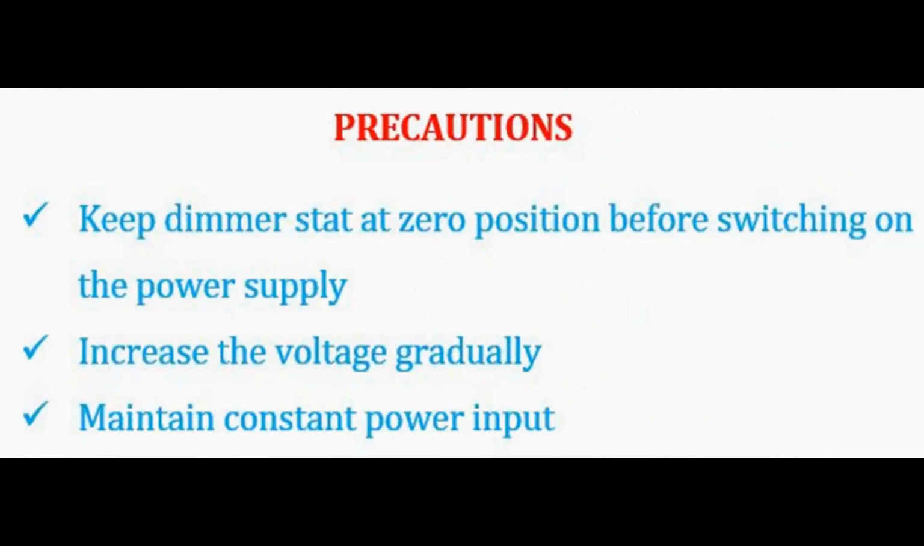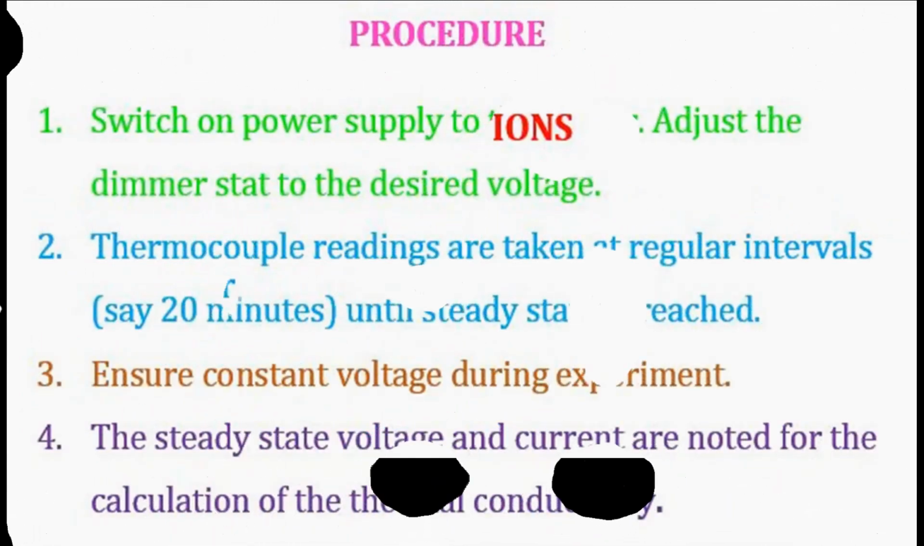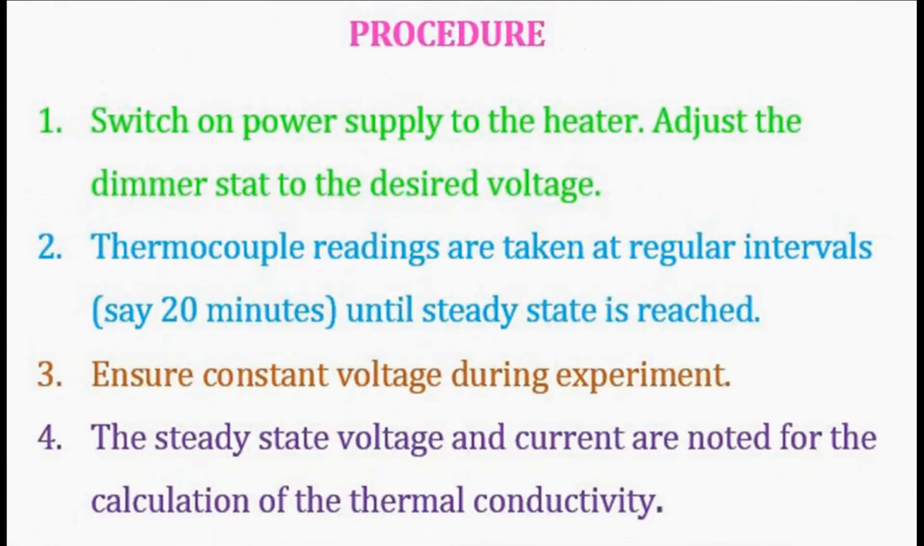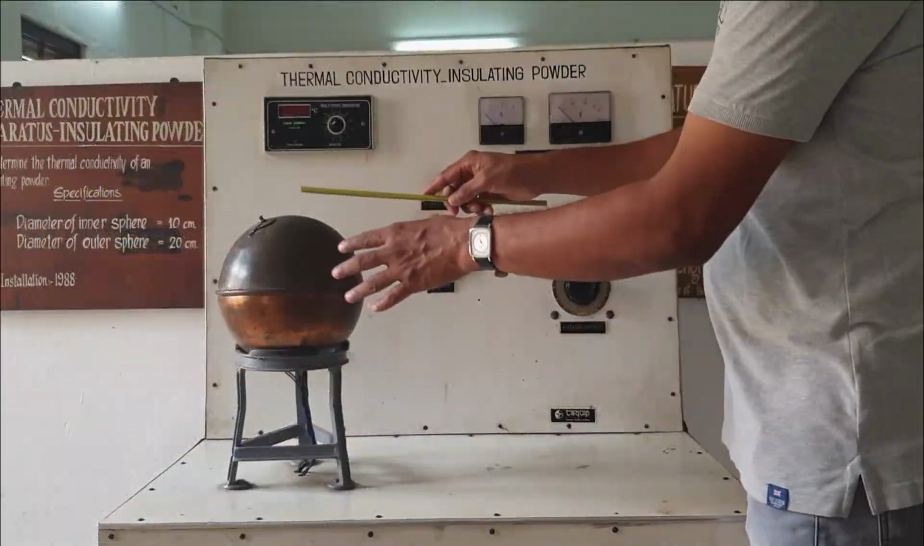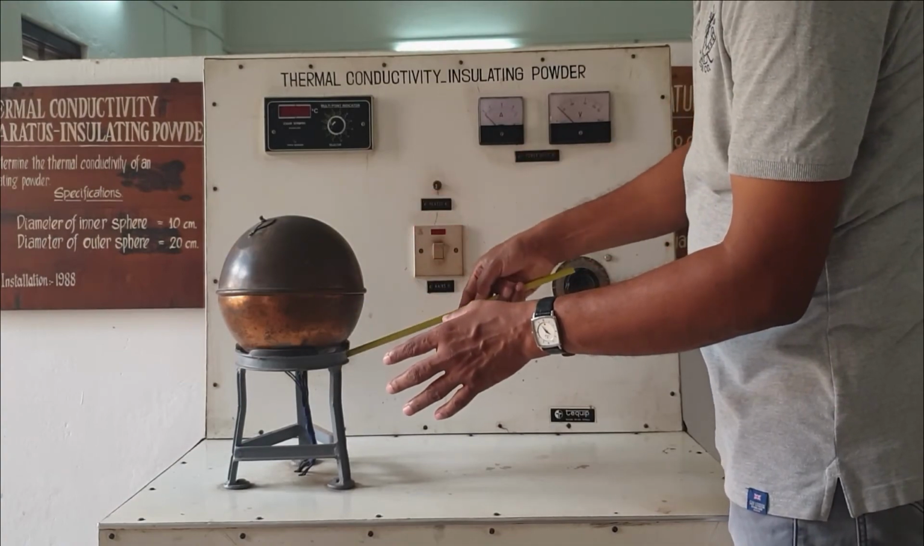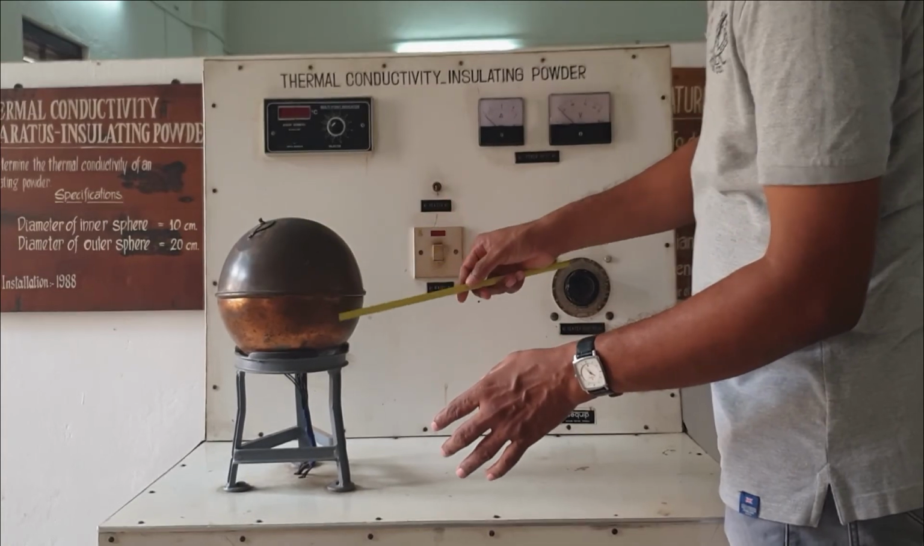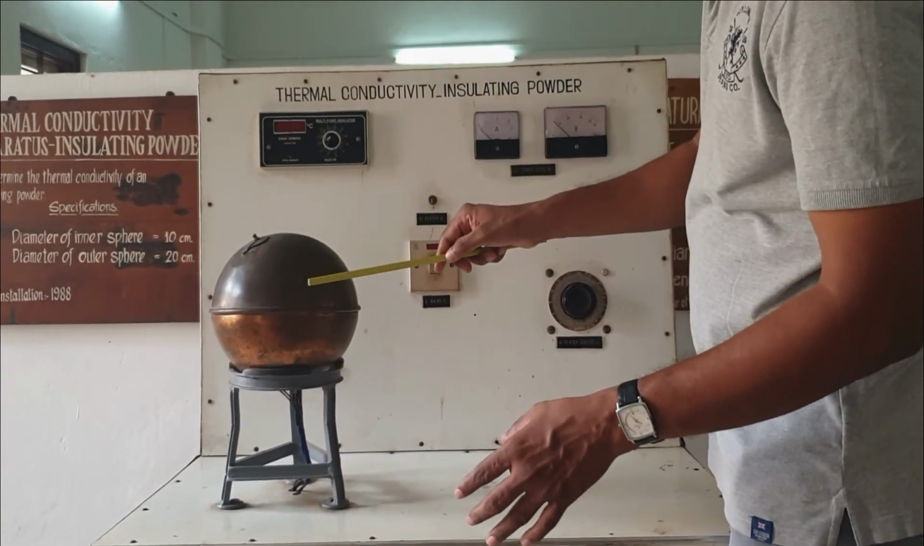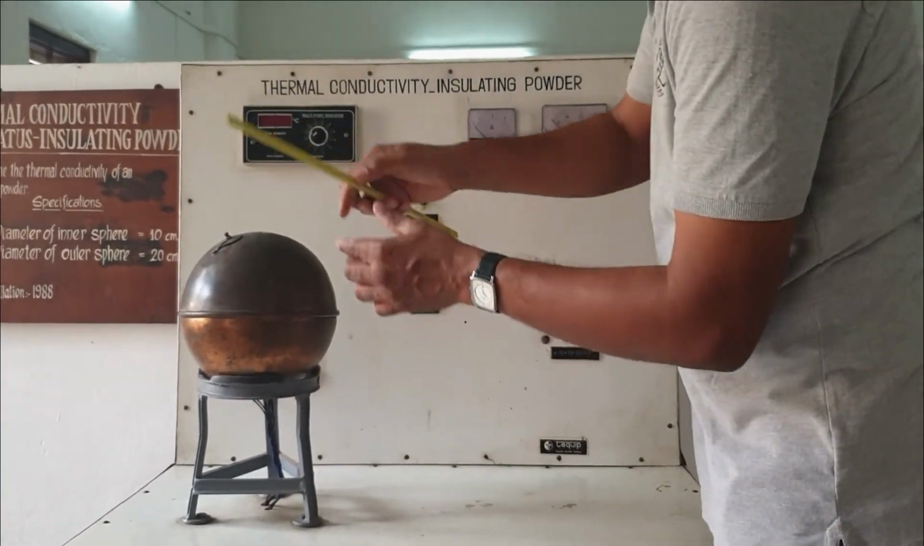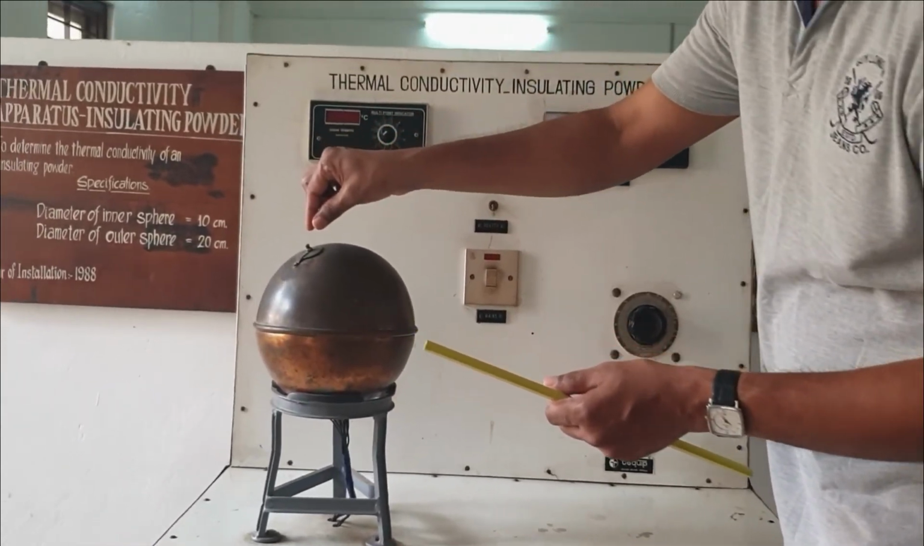So these are the precautions where we do the experiment. As a part of the experiment, we supply the input energy in terms of electrical energy. We can change the voltage using a dimmer-stat, and this is the setup. So you can see the outer sphere here, and inside that we have the second sphere, and this is the one which will be conducting heat from inside to outside.